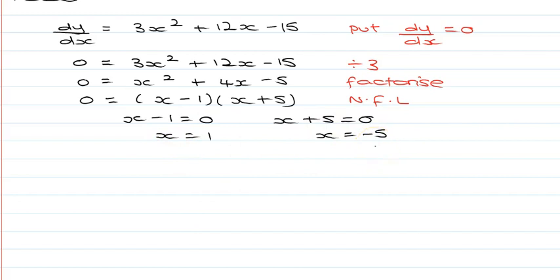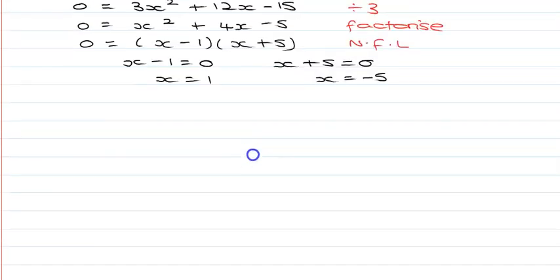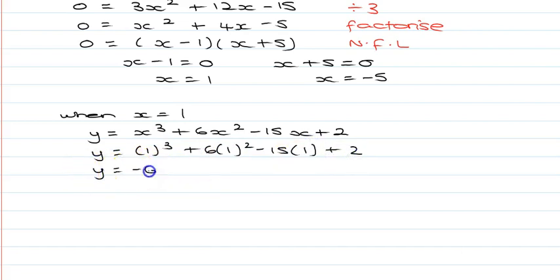We need to find the coordinates. I think the question asks us to find the stationary points, so that's a coordinate. Because we have the x values, let's do the right thing and find the y values. So when x equals 1, to find the y coordinate, I go back to the original function, which was y equals x cubed plus 6x squared minus 15x plus 2. So let's sub in x equals 1. If I work this out right, hope I don't make a mistake, I get y equals minus 6.